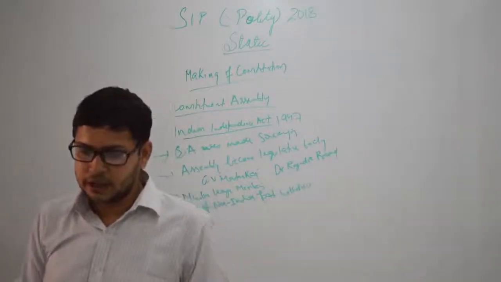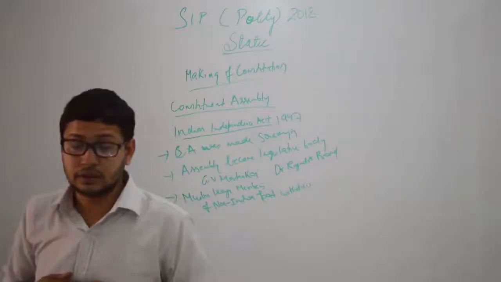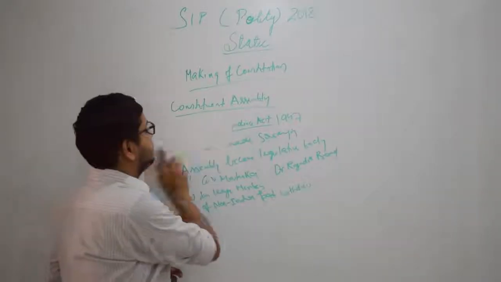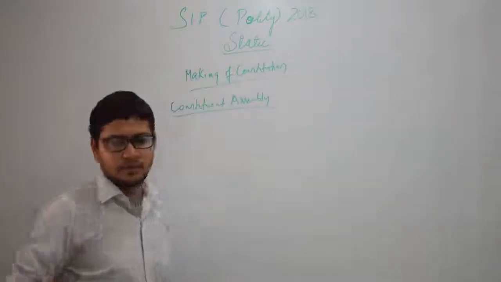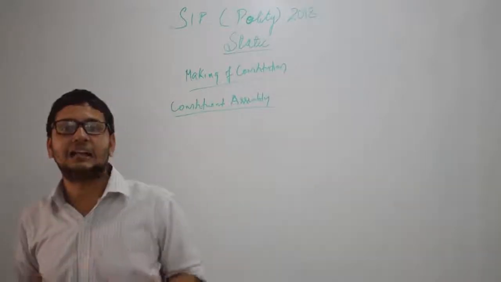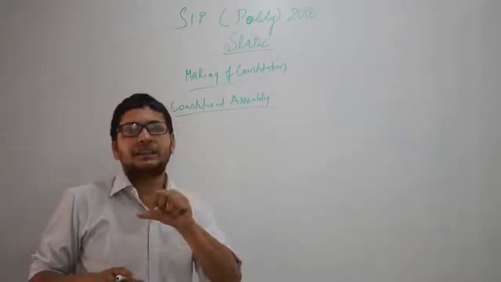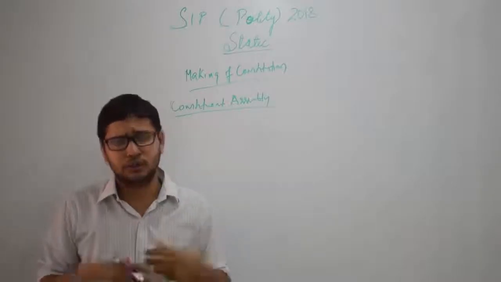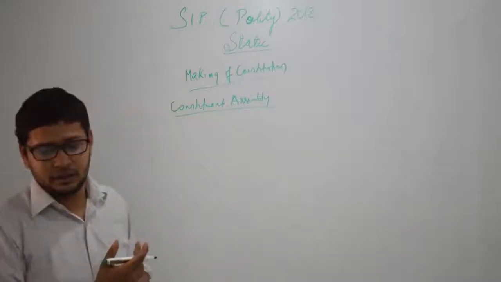Next we move to the fact that the Constitution was adopted on November 26, 1949. And the preamble was enacted after the Constitution was formed, because the preamble reflected the philosophy of the constitution. That is why first the constitution was formed, and after that the preamble was adopted.